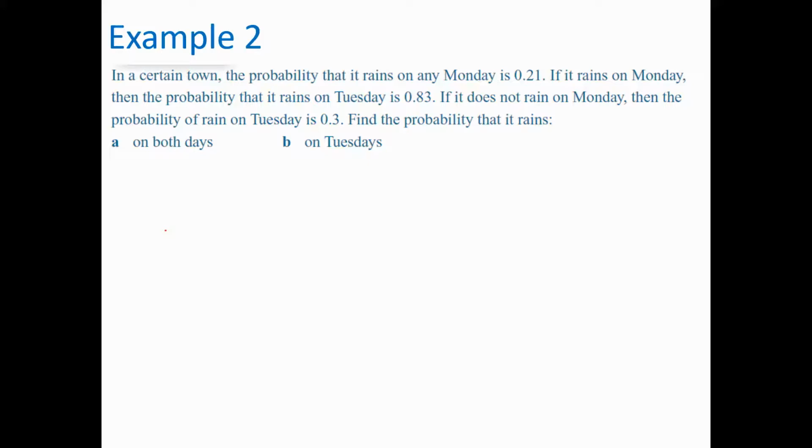So your job is to draw that tree diagram, fill out the probabilities, and find the probability that it rains on both days. What's the chance of it raining on Monday and Tuesday? Then I want you to find the chance of it raining on Tuesday. Let me let you have a go at this one, and I'll show you the answers to it.